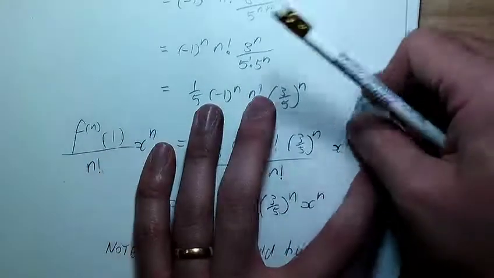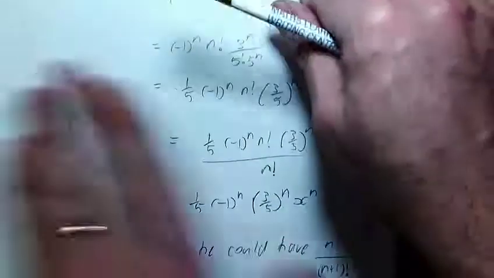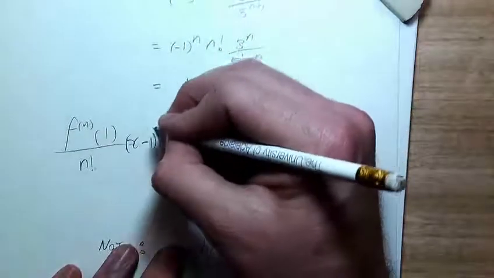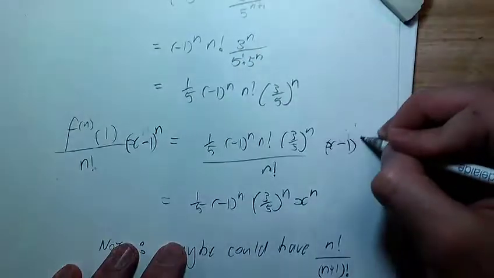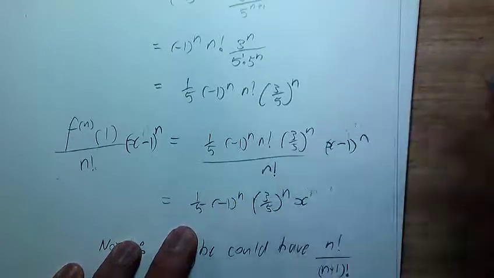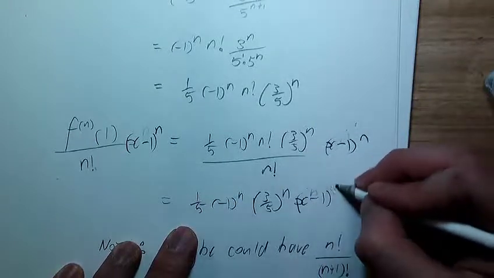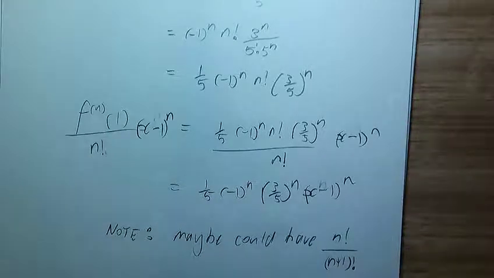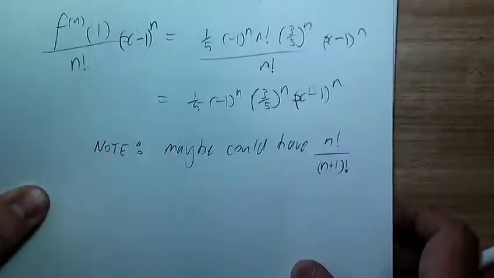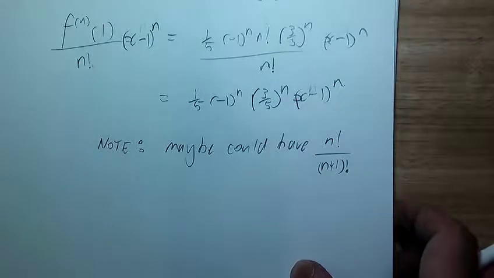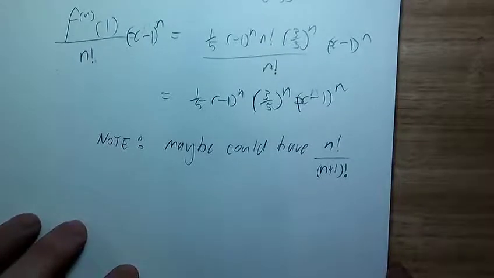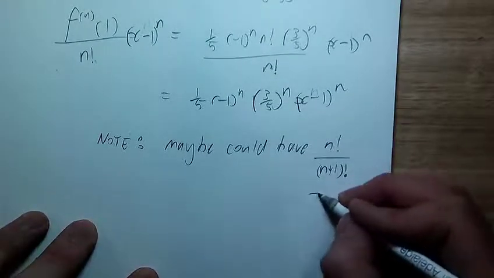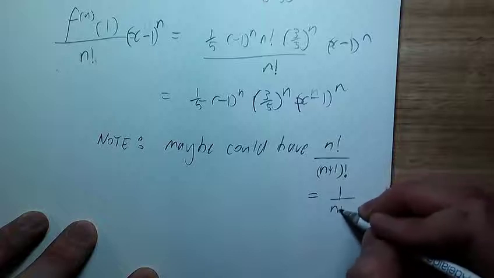I totally should have an x minus 1 to the n. Because the centre is 1, isn't it? Beautiful. Thank you. With just an x to the n as a Maclaurin series, in which case that would just come out to 1 over n plus 1.